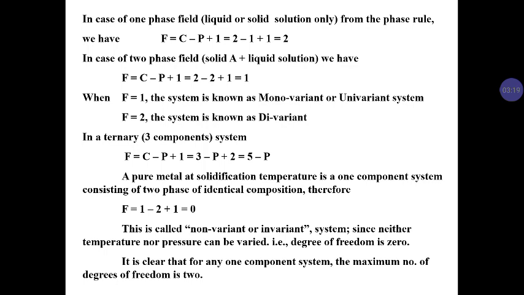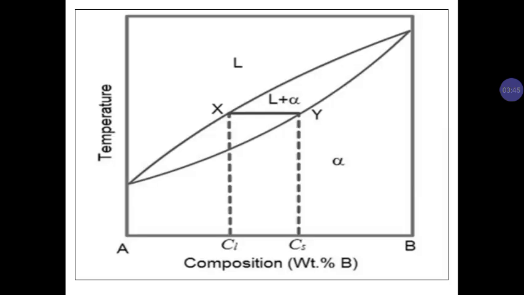To calculate the degrees of freedom, F = C - P + 1, substitute the values: 2 - 1 + 1, which gives you 2. So the degrees of freedom for a single phase field is 2, and the degrees of freedom for a two phase field is 1. So what do we mean by 1 and 2? 1 means it is monovariant, and 2 means divariant, or bivariant.